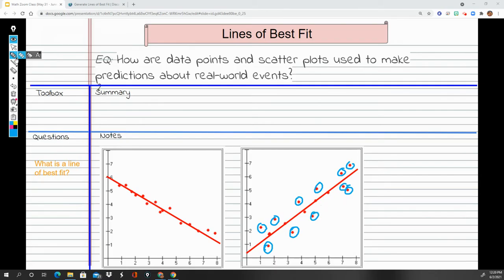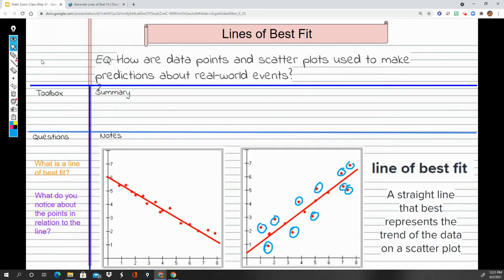And that's really all we're doing with a line of best fit. It's trying to capture those points, as many of them as we can, to represent the trend of the data. So it's just a straight line that represents the trend of the data on a scatter plot. So is it going up? Is it going down? What are these points? What's the relationship like? And does this line capture that?